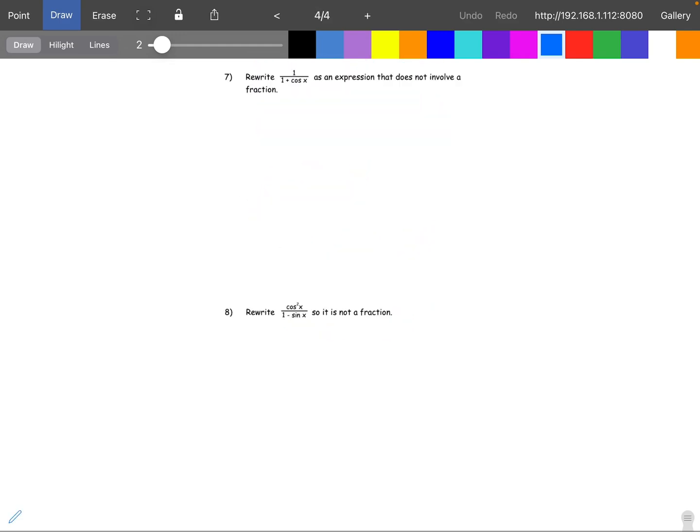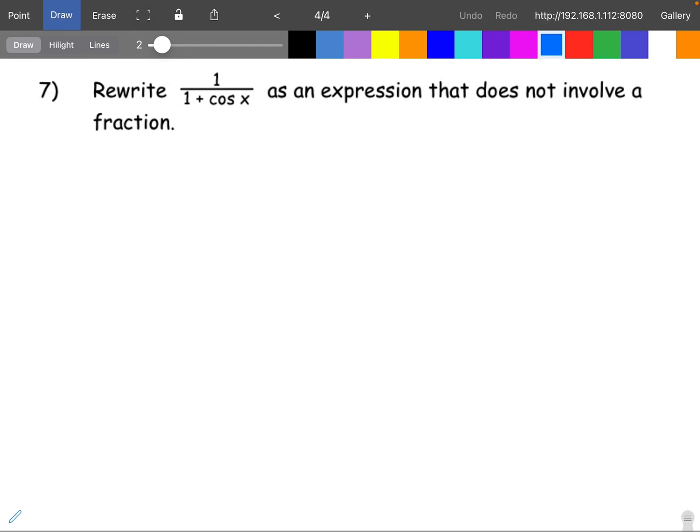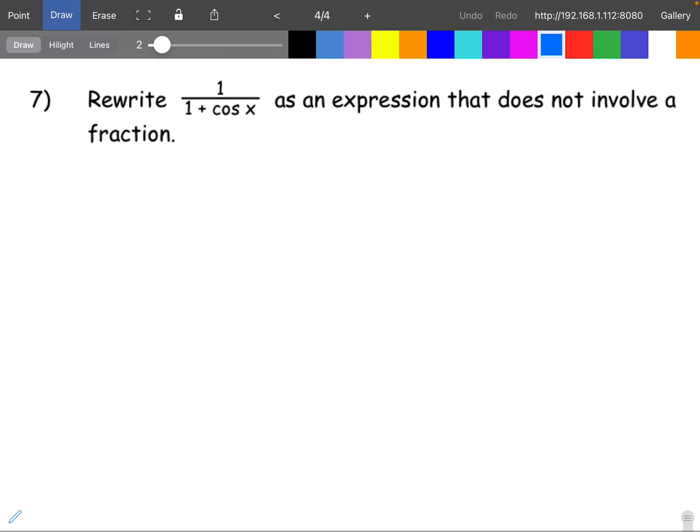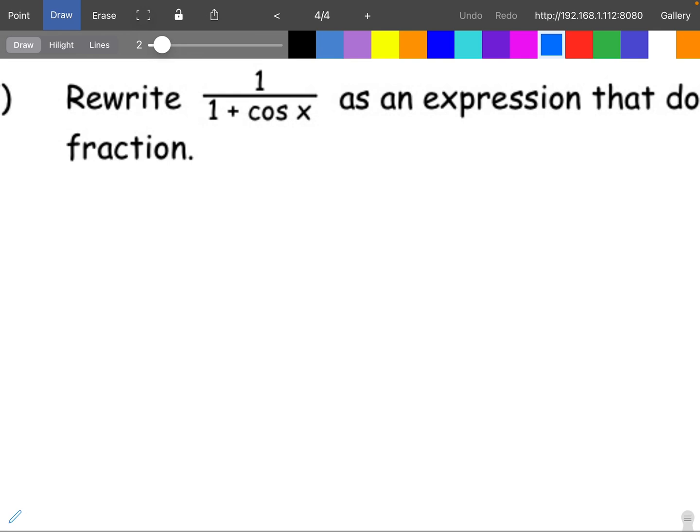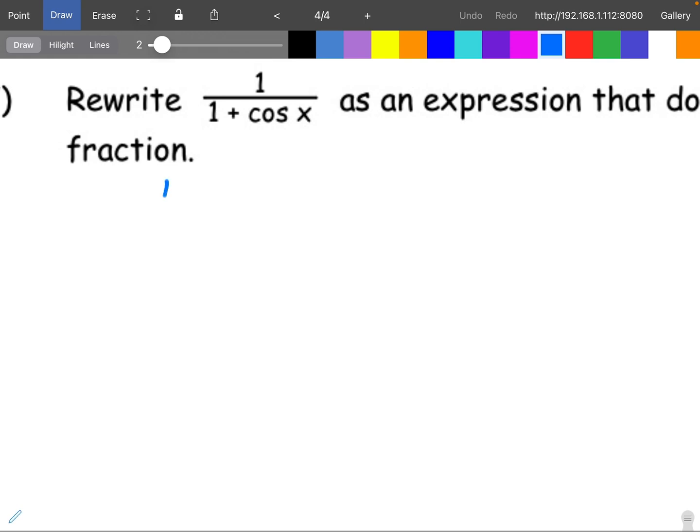All right, so we have 2 last problems to go over. And they're a little bit different. So this one says to rewrite that fraction as an expression that does not involve a fraction. And so what we want to do here is realize that this fraction is awfully close to a Pythagorean identity. Not exactly, but it kind of resembles a Pythagorean identity. So I'm going to start with my fraction. So 1 over 1 plus cosine x.